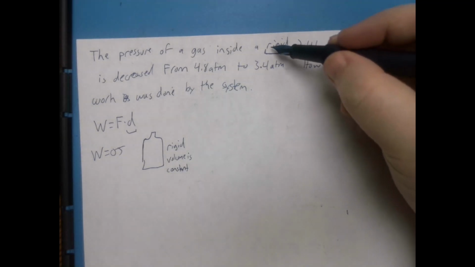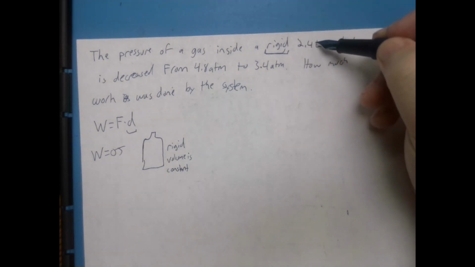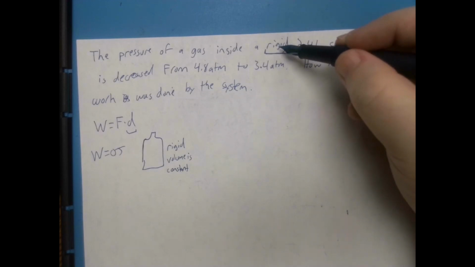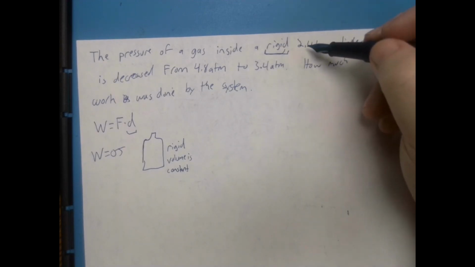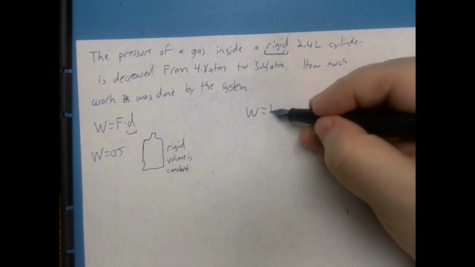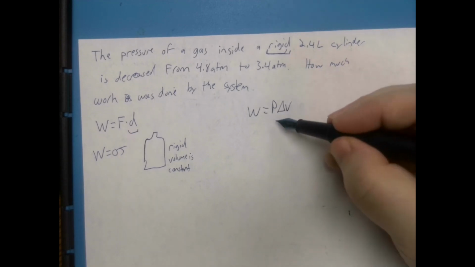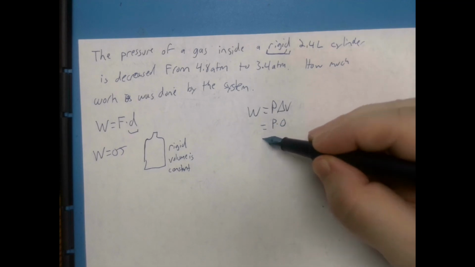So it says the 2.4 liter cylinder is rigid, meaning it doesn't change. So work equals pressure times change in volume. The change in volume is zero. Anything times zero is zero.